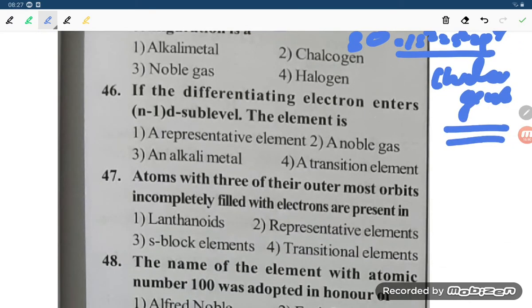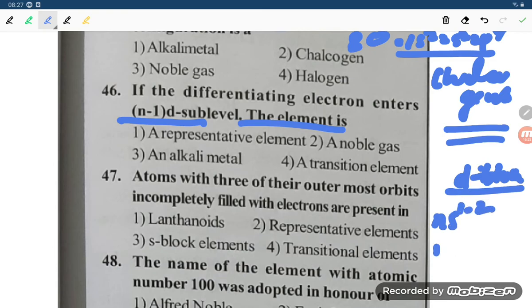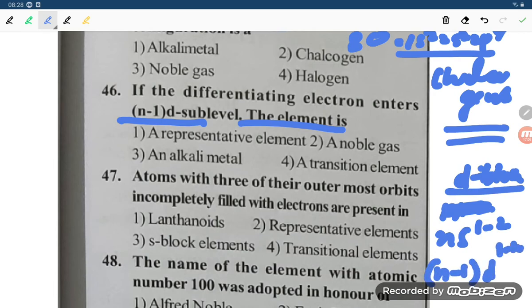46. If the differentiating electron enters the (n-1) d subshell, the element is d block. So what is the configuration? ns1 to 2 (n minus 1) d 1 to 10. So this is the d block element, that is a transition element. The correct option will be option number 4.